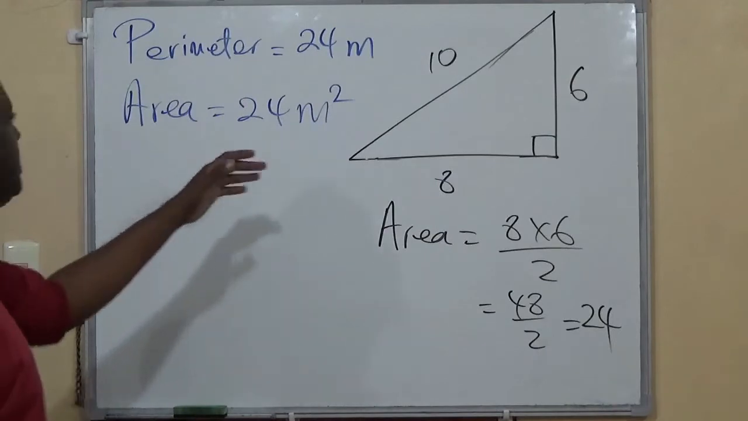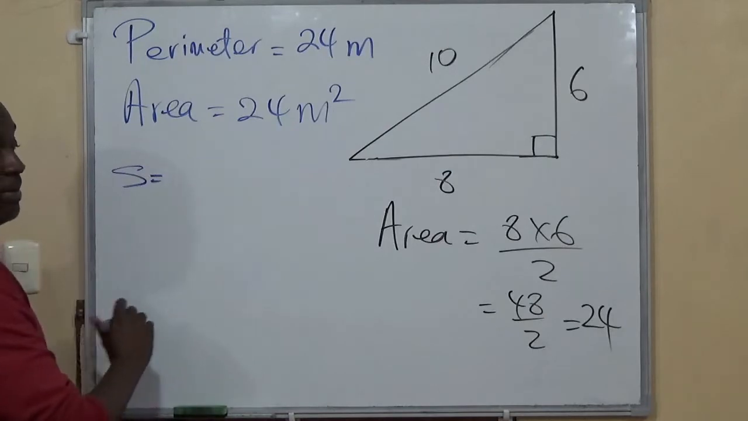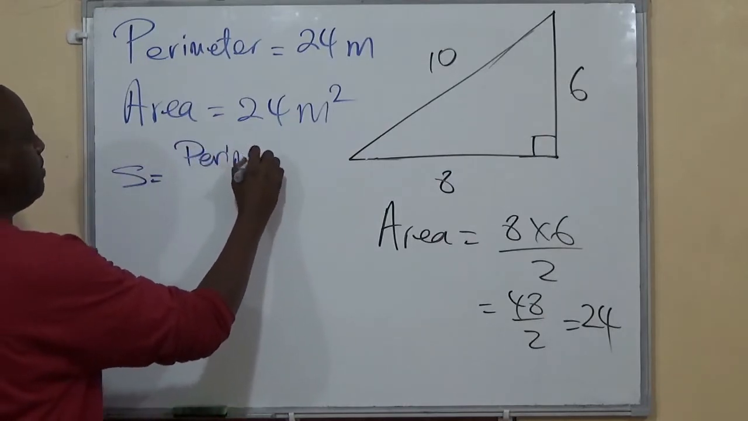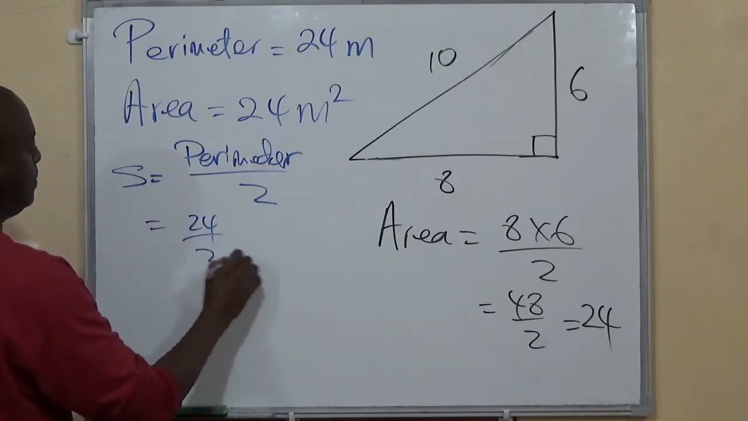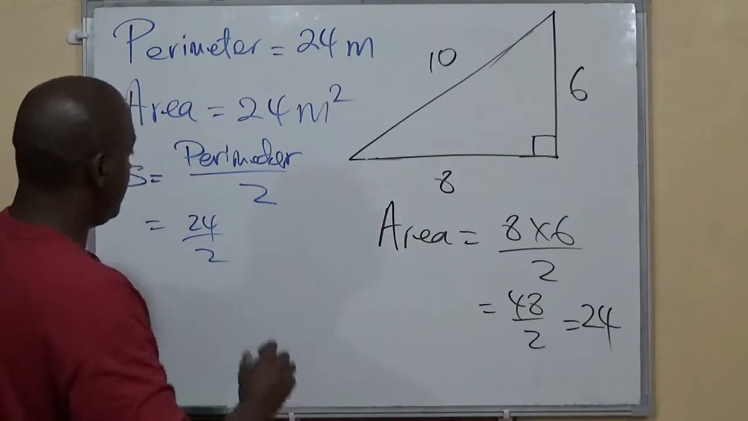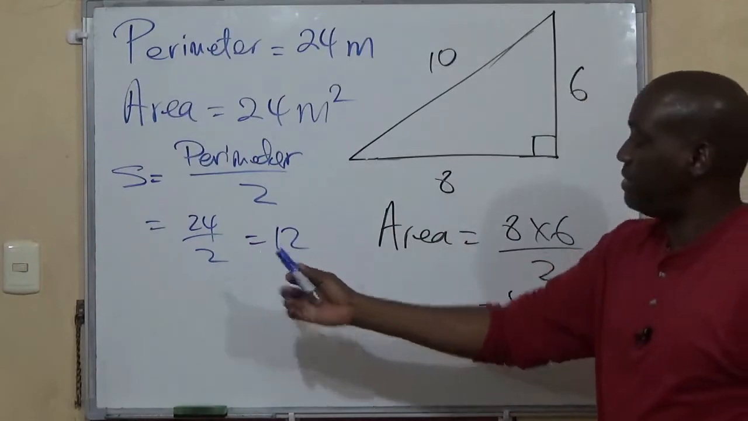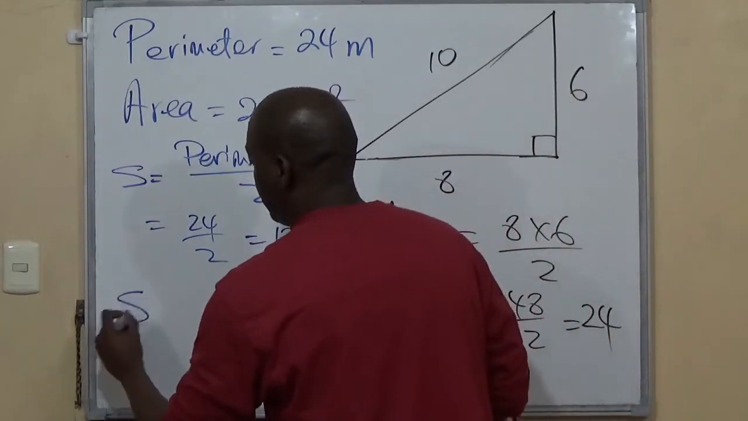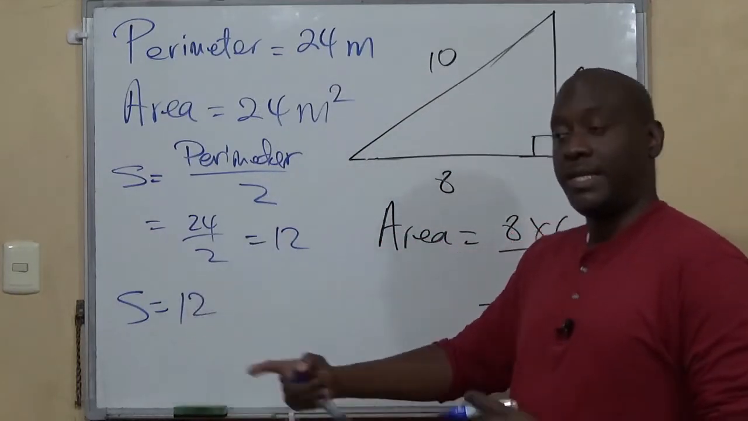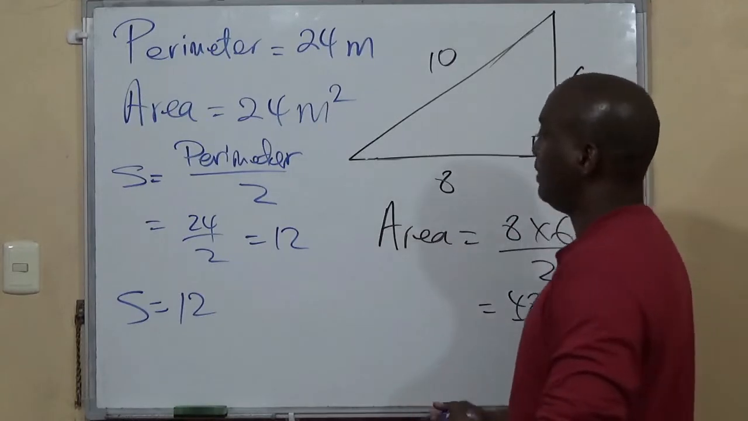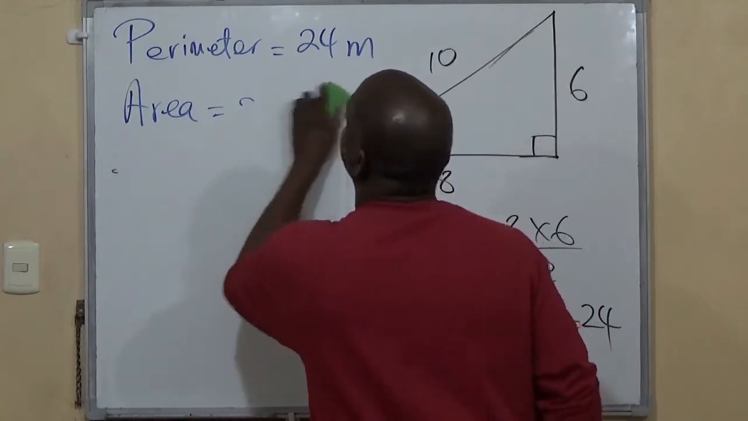Alright, so if the perimeter is 24, then it means that your S, the semi-perimeter, is perimeter over 2, which is 24 over 2, our good friend 12. So S is equal to 12. This S is the S that we're going to now use in Heron's formula. Alright, so we're rubbing off all this now, and we're going into the formula of Heron.